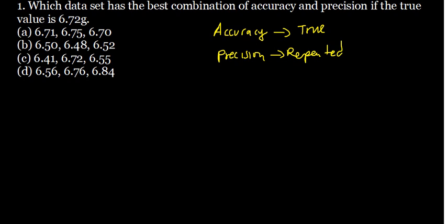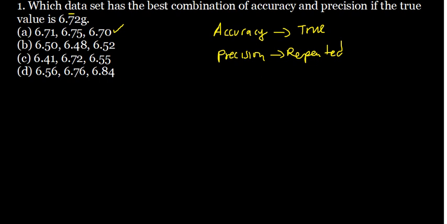So we can start by looking at the first one, 6.71, 6.75, 6.70. Now we can see the number at the end. We have got 1, we have got 5, we have got 0. These values differ very much at the last digit. But if we consider the first decimal point, then this one is going to be accurate.